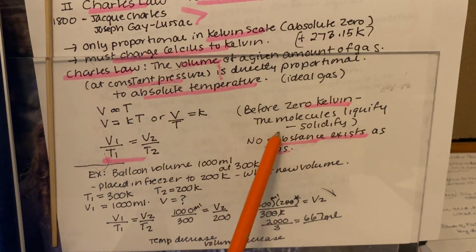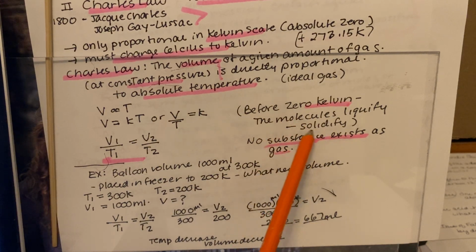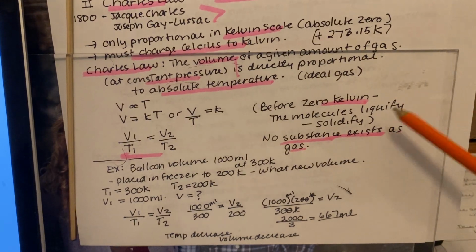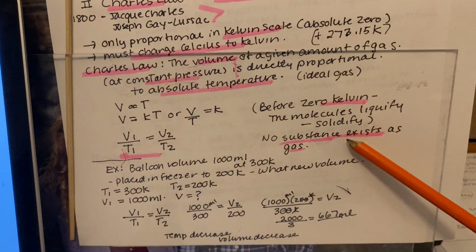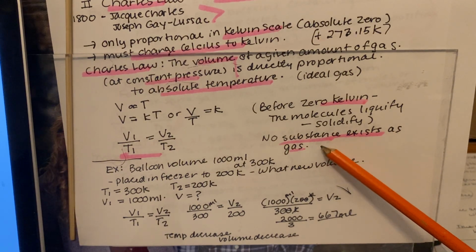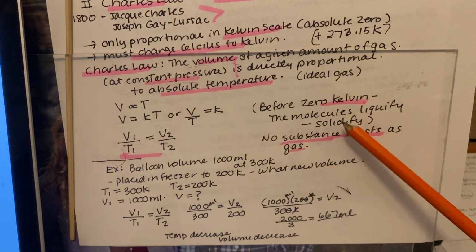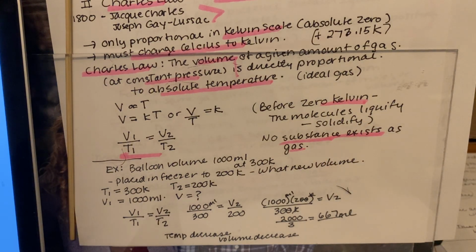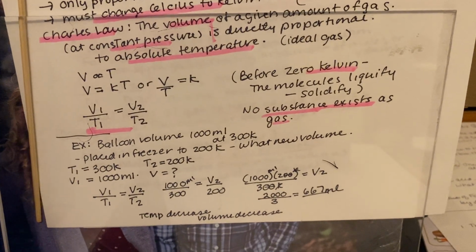Before you can scale them, before 0 Kelvin, molecules liquefy and solidify. What they're saying there is that when you get down to absolute 0, the lowest temperature you can get, no substance exists as a gas at that temperature. So it solidifies. So when you get down to absolute 0, this doesn't work anymore because no substance will stay as a gas. Just a note in case you get down to that low of a temperature.